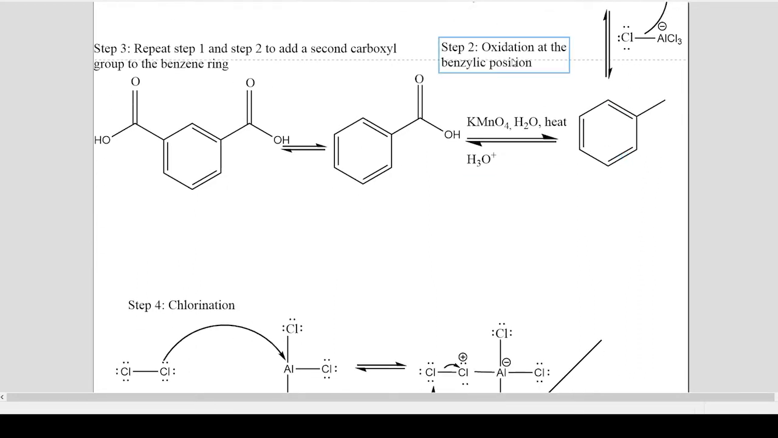Step 2. Oxidation at the benzylic position. Oxidation at the benzylic position can be accomplished with chromic acid or potassium permanganate. Here we use potassium permanganate. Any alkyl group on an aromatic ring will be completely oxidized to give benzoic acid, provided that the benzylic position has at least one hydrogen atom. Here at this benzylic position, we have 3 hydrogen atoms.